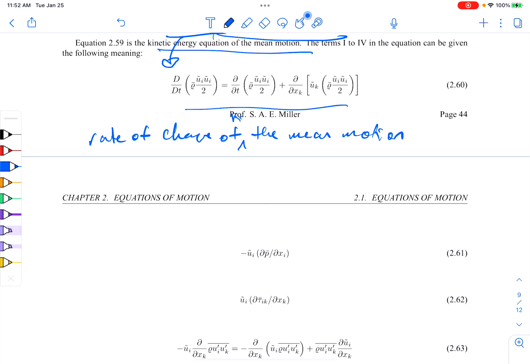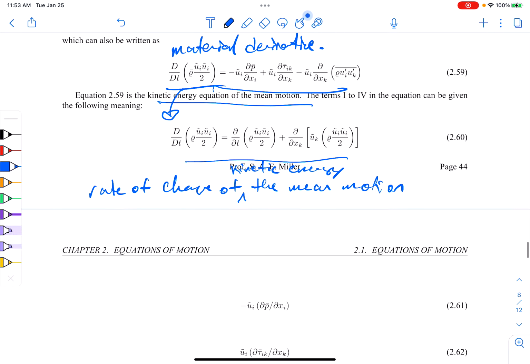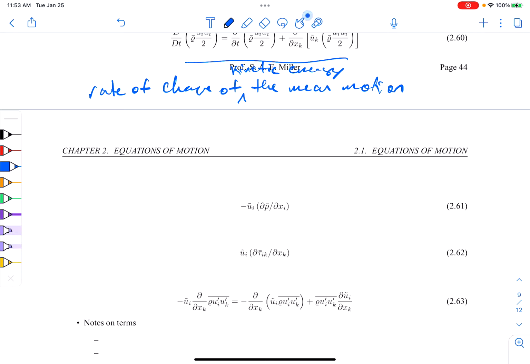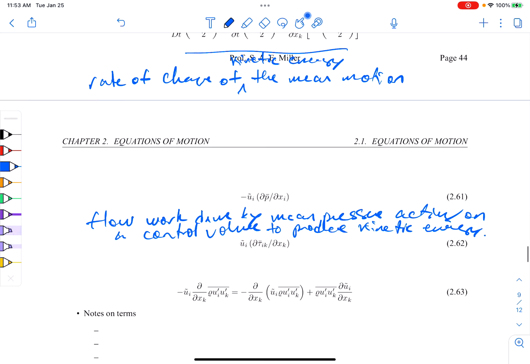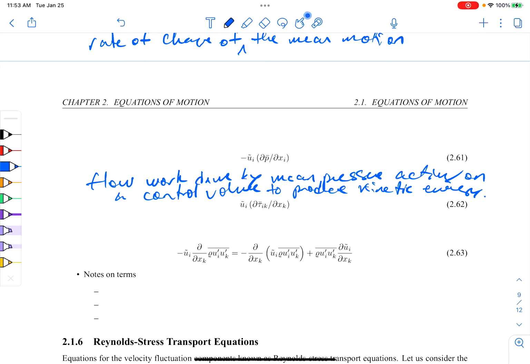Oh, I should write kinetic energy, right? So it's a kinetic energy equation. The second term, 259, would be the flow work done by the mean pressure acting on a control volume to produce, of course, kinetic energy in the mean motion. So anything with pressure gradients and u tilde would do that.